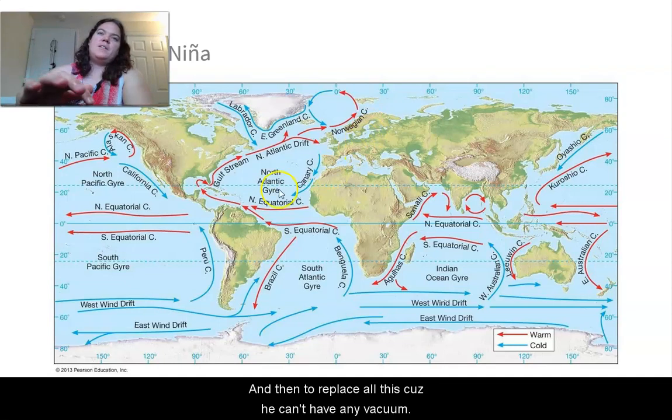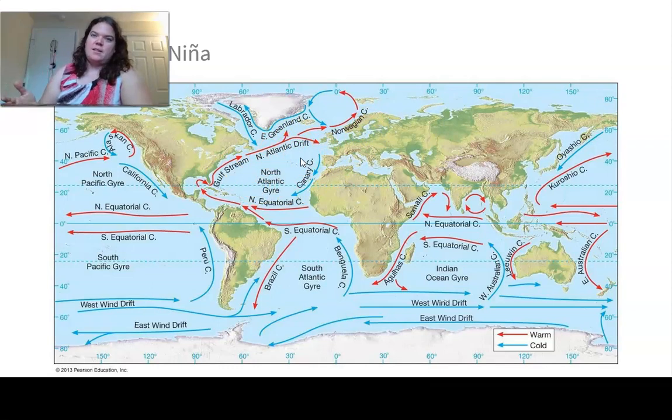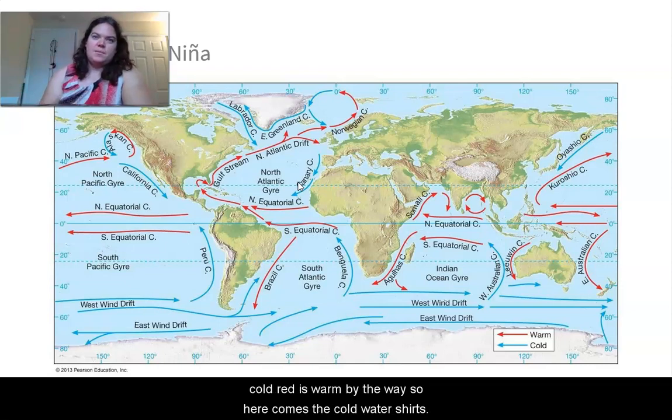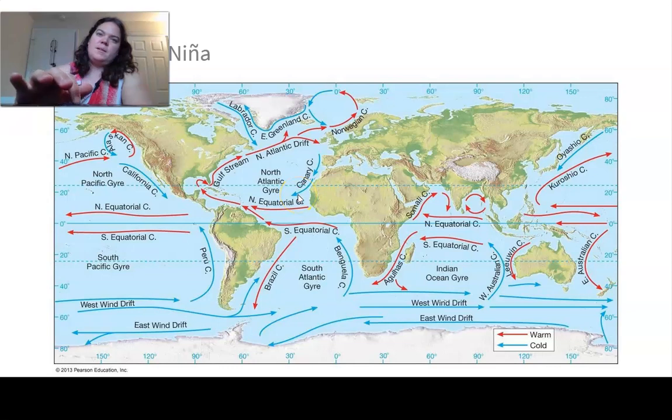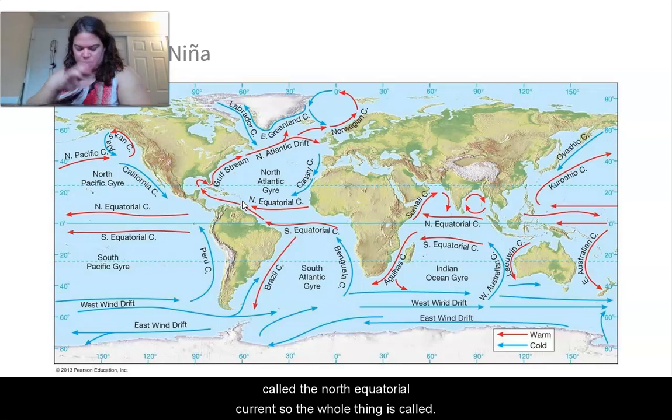And then to replace all this, because we can't have any vacuum, we have upwelling that occurs. We'll get to what that is in a minute, along the west coast of Africa, right here, near the Canary Islands. So it's called the Canary Current. So it's a blue current because it's cold. Red is warm, by the way. So here comes the cold water to replace it. And then we have warm water at the equator, which is called the North Equatorial Current. So the whole thing is called the North Atlantic Gyre.